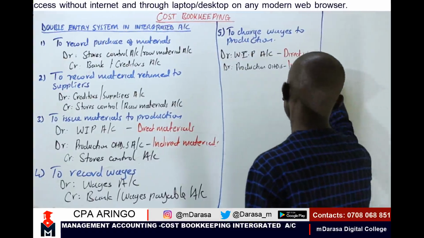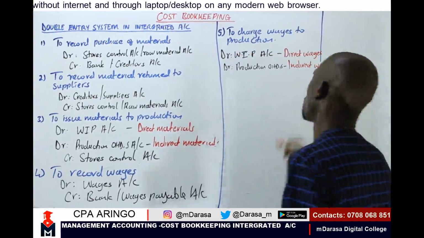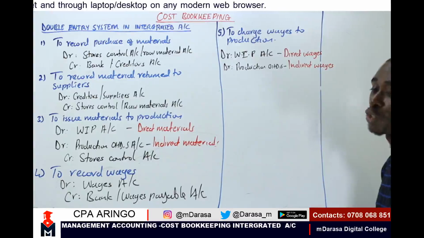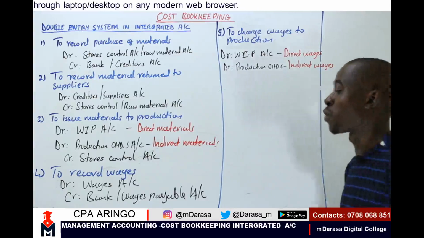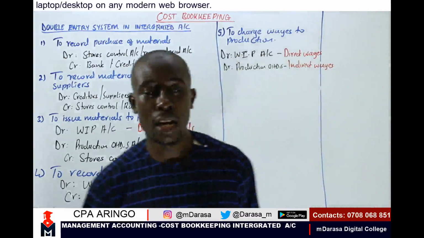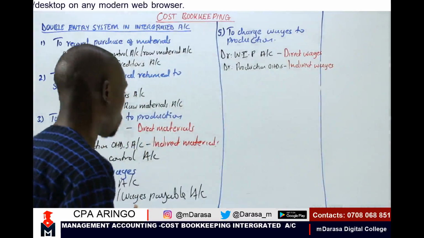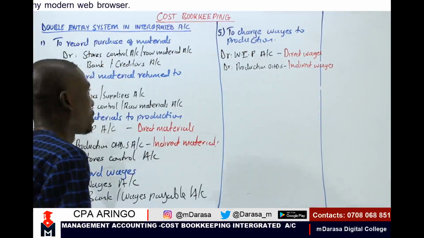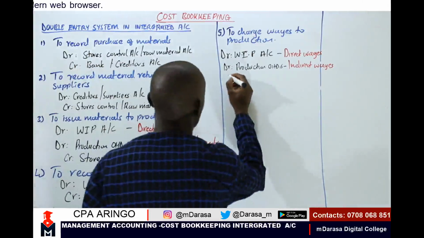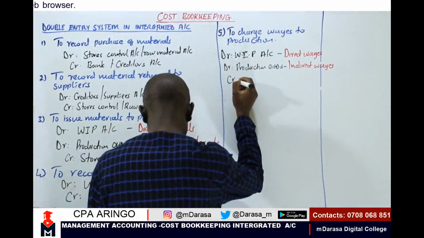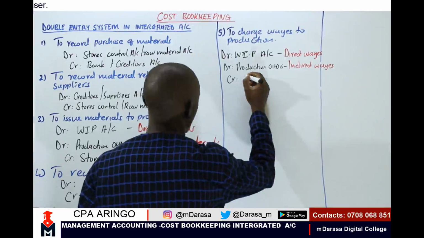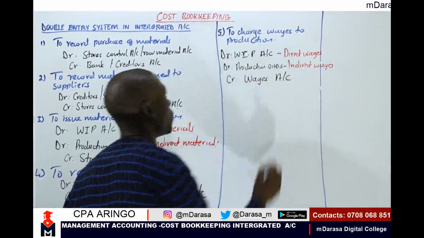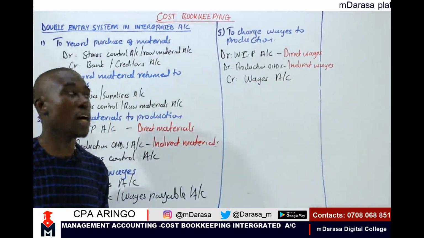Indirect wages. The question would be, where has it come from? The wages that I'm charging to production. Of course, it has come from our wages account. So therefore, the account to credit, I should be talking of account to credit here. I'll always be talking of wages account. I'll always be talking of our wages account.